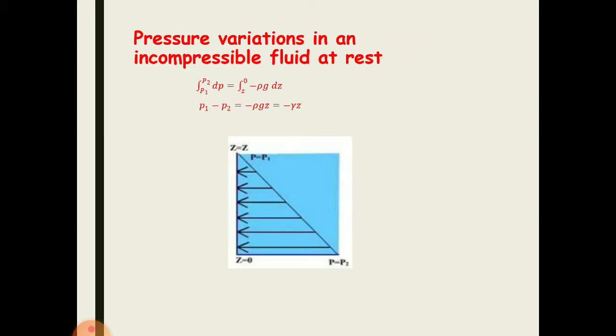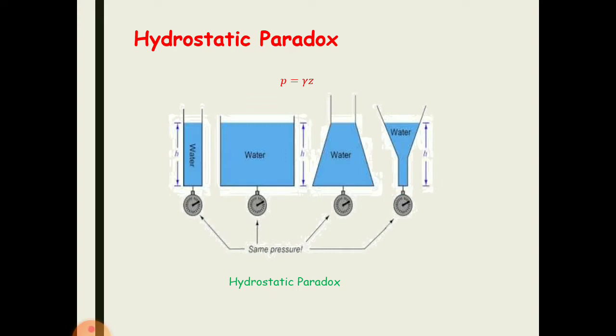When we integrate the hydrostatic equation, we will get a linear relation between pressure and depth, which tells that pressure varies linearly with the depth or height, which means that pressure at any point in a static mass of liquid depends only upon the vertical depth of that point below the free surface and the specific weight of the liquid, and it does not depend upon the shape and size of the bounding container. This is known as the hydrostatic paradox.